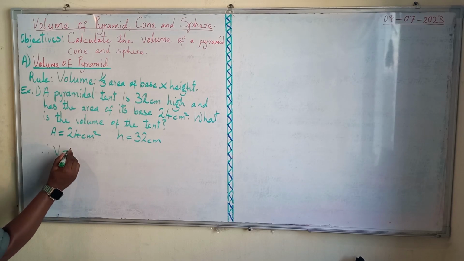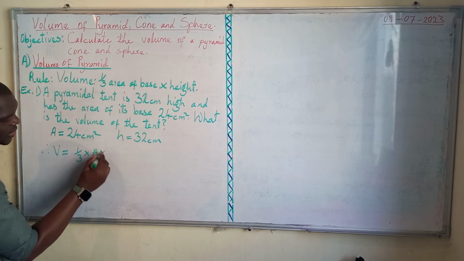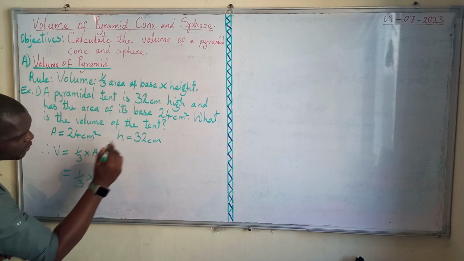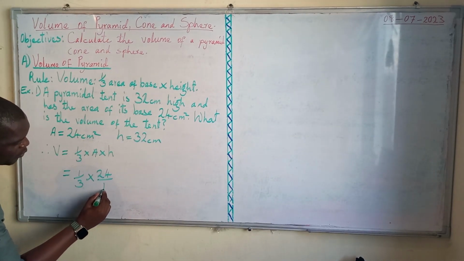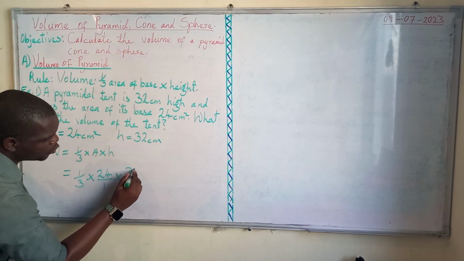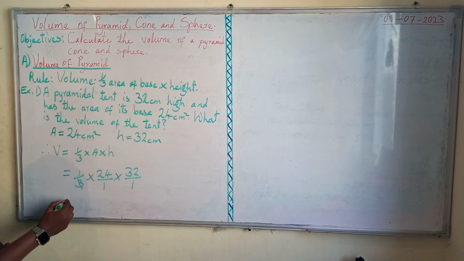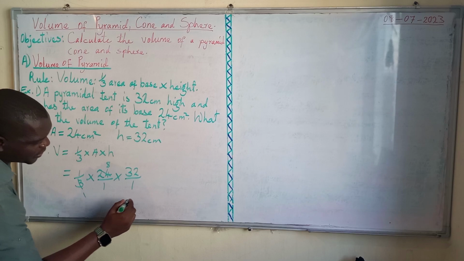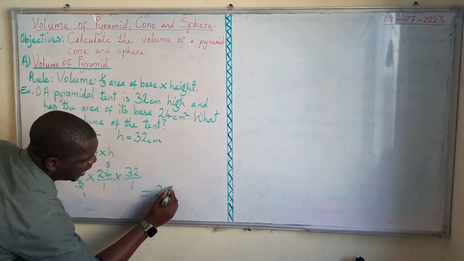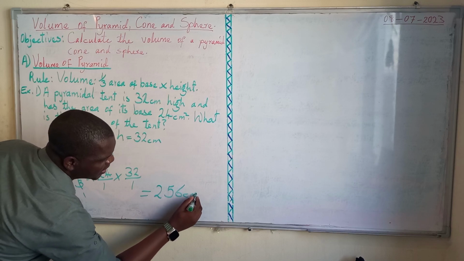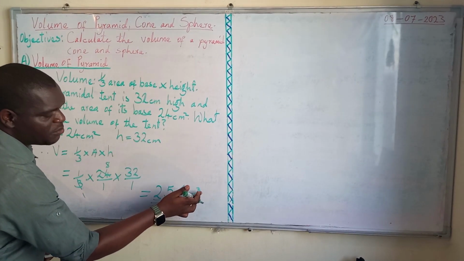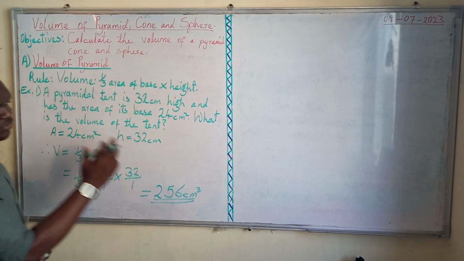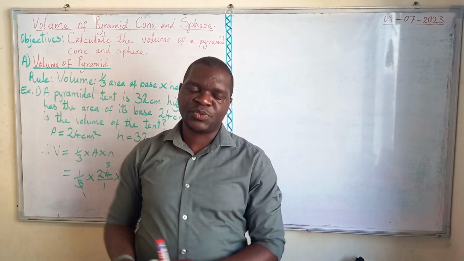Therefore, volume will be equal to 1/3 times area times height. If you substitute this, it's going to give 1/3 times area, which is 24 centimeters square over 1, times the height, which is 32 centimeters over 1. 3 can divide itself one time, 3 into 24, 8 times. And 8 times 32 is going to give 256 centimeters cube. Never miss your units by putting square. It's supposed to be cube because we are talking about volume. So this is what you're supposed to do as far as the first question is concerned.